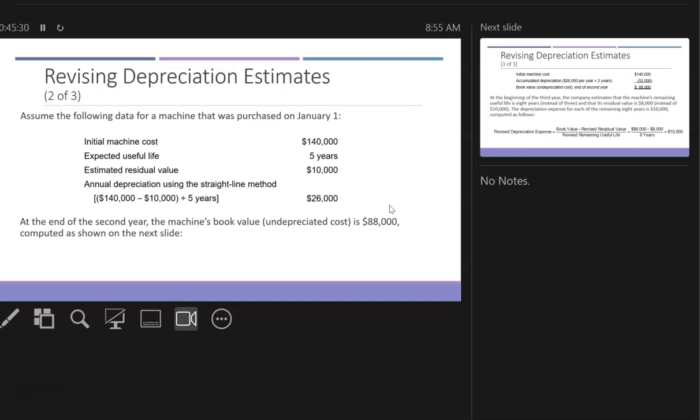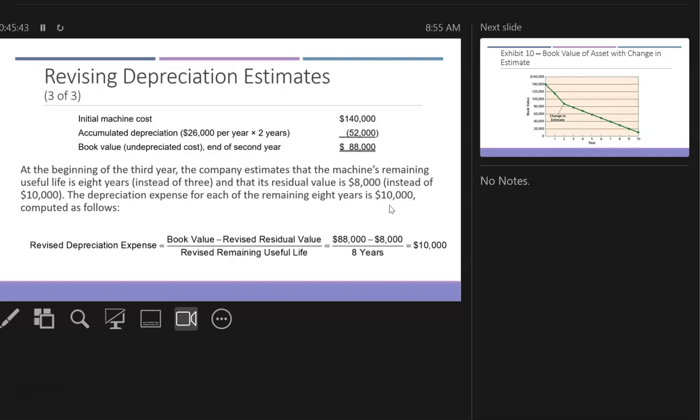Let's assume at the end of the second year, the machine's adjusted book value is now sitting at $88,000. So now, because we've taken 2 years of depreciation on it, our adjusted book value at the end of year 2 is $88,000.